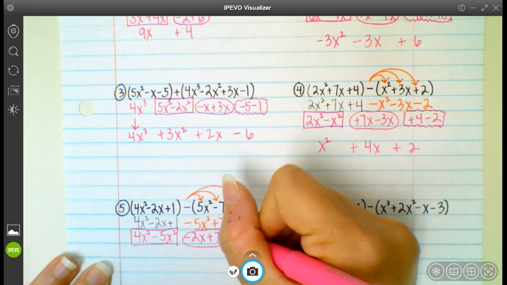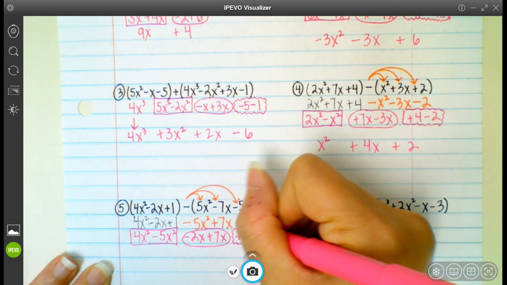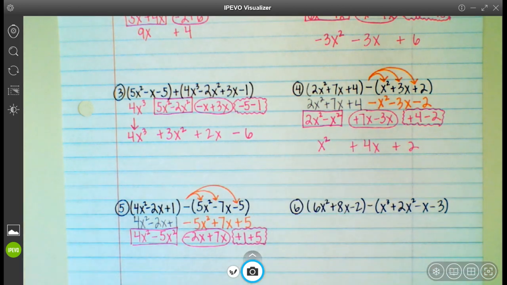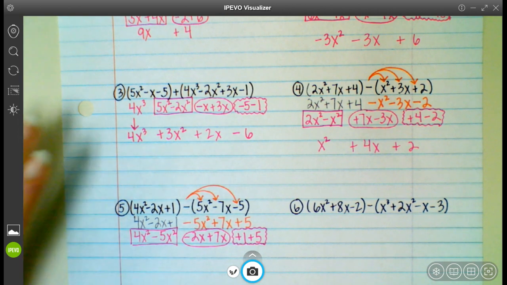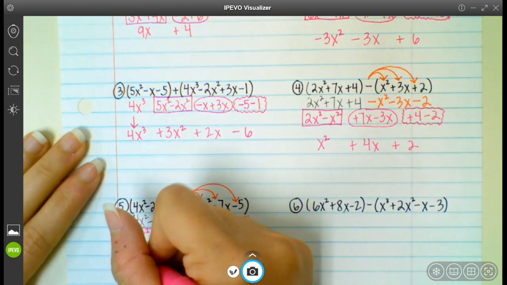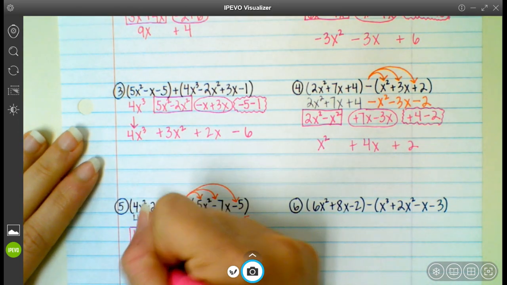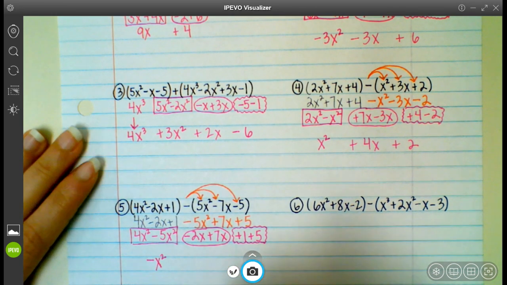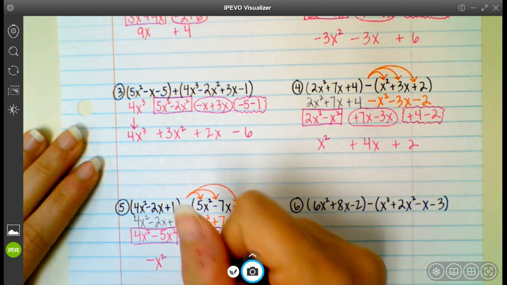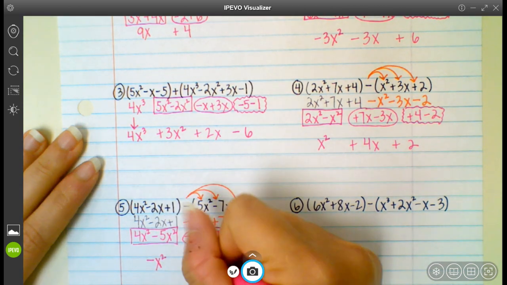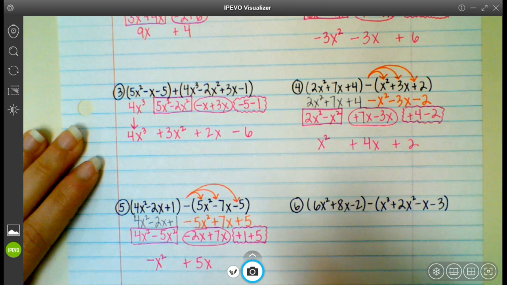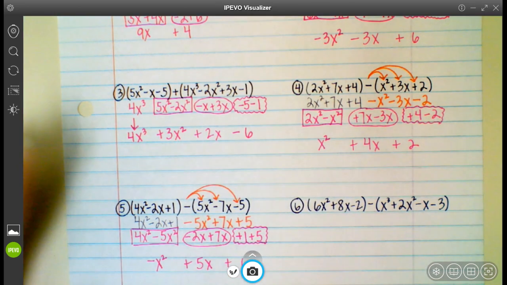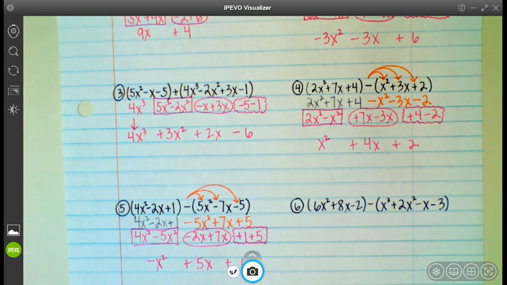Notice how we're using different symbols or different ways of grouping, and that's because they are their own set. So 4x squared minus 5x squared is a negative 1x squared. So we can write that as negative x squared. Negative 2x plus 7x will end up giving us a positive 5x. And 1 plus 5 is, you got it, 6. It's not too crazy now, is it?